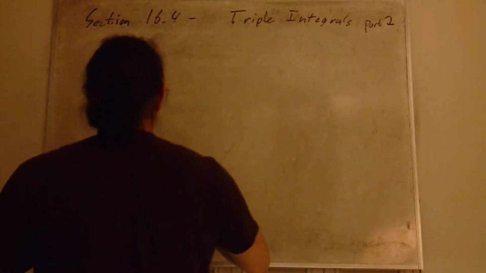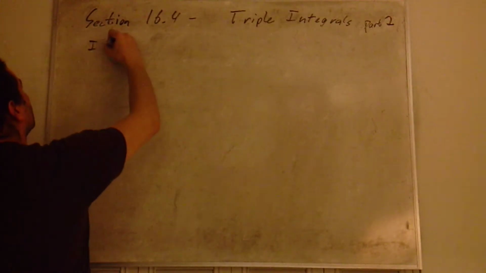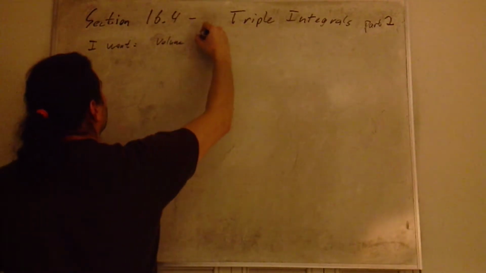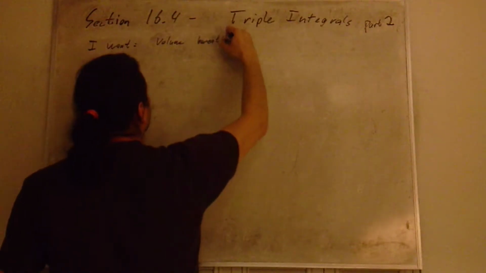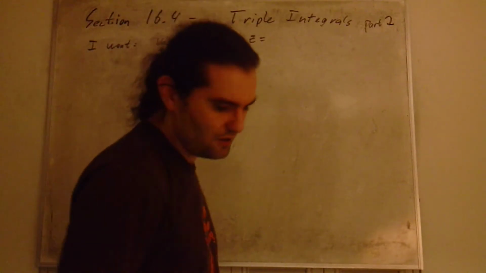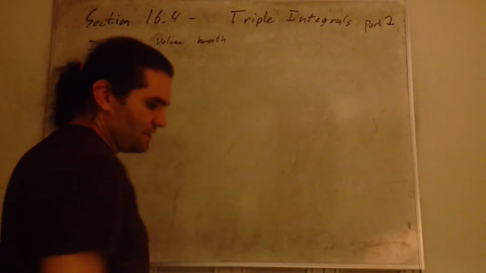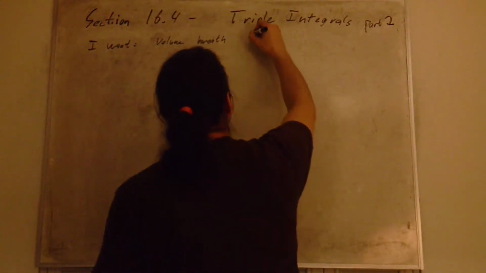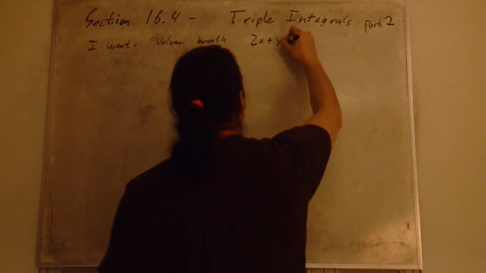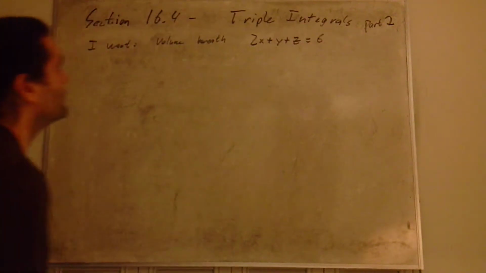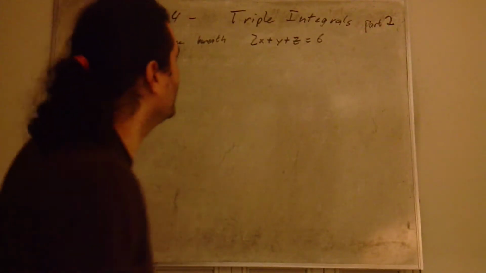I want to talk about the volume beneath, or no, let's do it this way. Let's do the volume beneath 2x plus y plus z equals 6. This is a plane in the first octant.